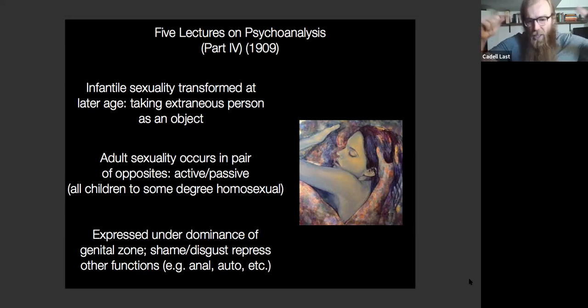We take an extraneous person as an object, namely adults tend to sexuate between man and woman, although not always. Here, Freud is saying that what is more general is the bifurcation of adult consciousness into active and passive pairs. Namely, you might say, active and passive is here probably a more subtle distinction in relationship to what we call masculine and feminine.